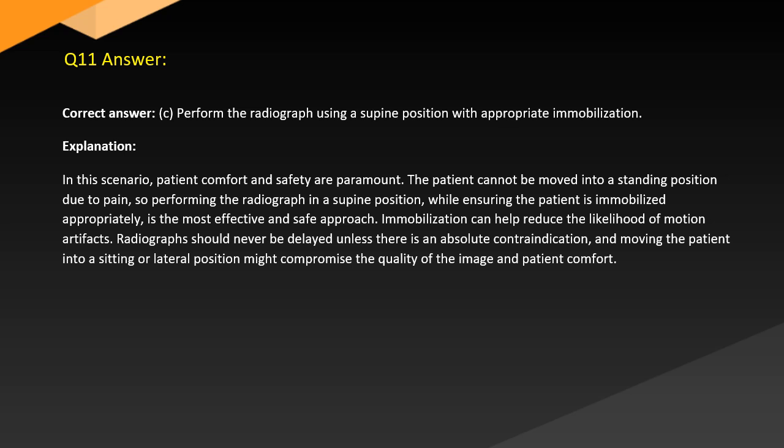Answer. Correct answer. C. Perform the radiograph using a supine position with appropriate immobilization. Explanation. In this scenario, patient comfort and safety are paramount. The patient cannot be moved into a standing position due to pain, so performing the radiograph in a supine position while ensuring the patient is immobilized appropriately is the most effective and safe approach. Immobilization can help reduce the likelihood of motion artifacts. Radiographs should never be delayed unless there is an absolute contraindication, and moving the patient into a sitting or lateral position might compromise the quality of the image and patient comfort.